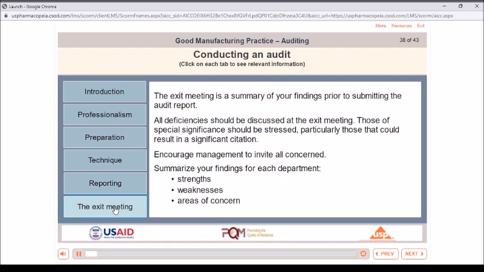The exit meeting. The exit meeting is a summary of your findings prior to submitting the audit report. All deficiencies should be discussed at the exit meeting. Those of special significance should be stressed, particularly those that could result in a significant citation. Encourage management to invite all concerned. Summarize your findings for each department. Strengths, weaknesses, areas of concern.